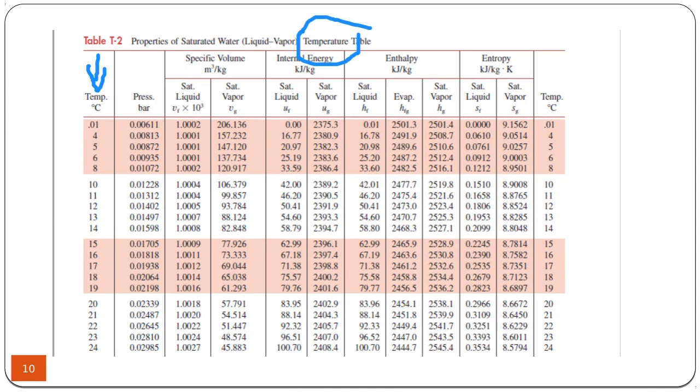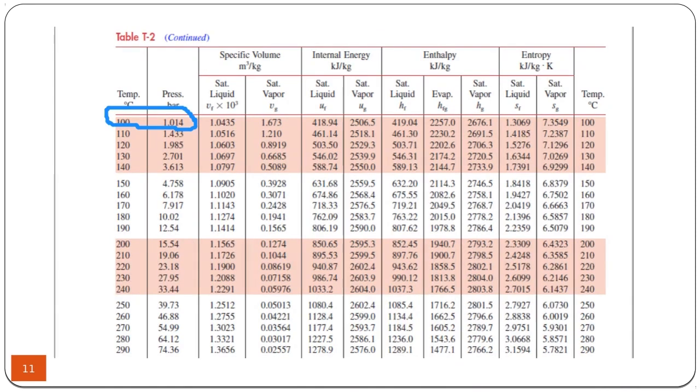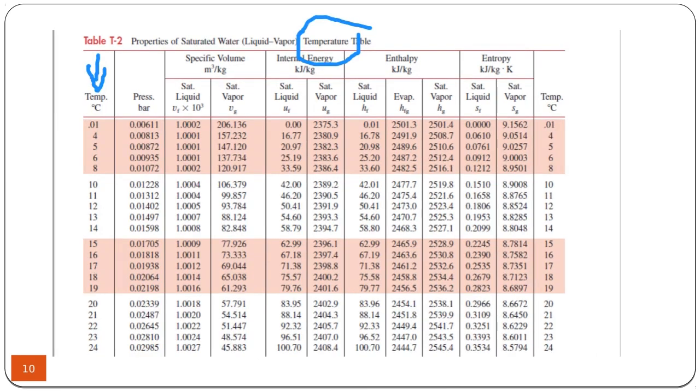So by using the temperature table, you can obtain all the properties regarding this temperature. For instance, if the temperature is, let's say, 14 Celsius, the corresponding saturation pressure is this much. In the first two columns, you get the specific volume of liquid and gas. So the first one belongs to liquid, and the second one belongs to vapor.